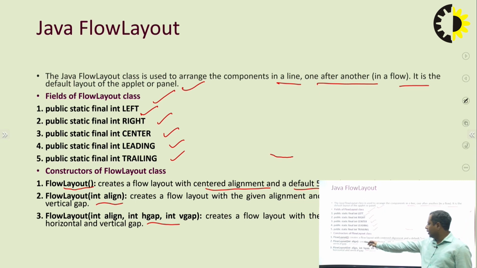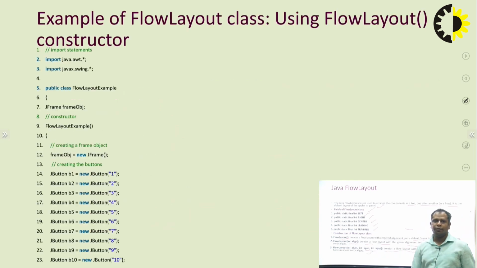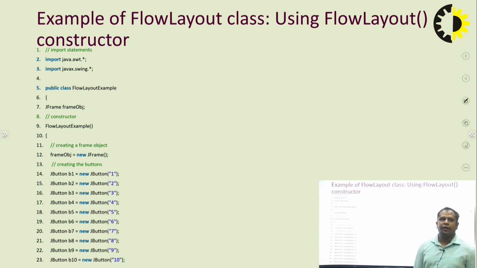Next, flow layout with integer align creates a flow layout with the given alignment and default 5 unit horizontal and vertical gap. Third is flow layout with integer align, integer horizontal gap, integer vertical gap. This constructor creates a flow layout with the given alignment and the given horizontal and vertical gap. Now we will discuss with an example.